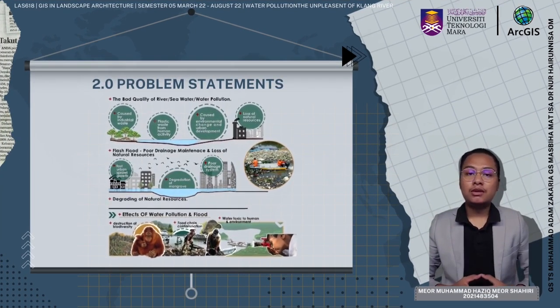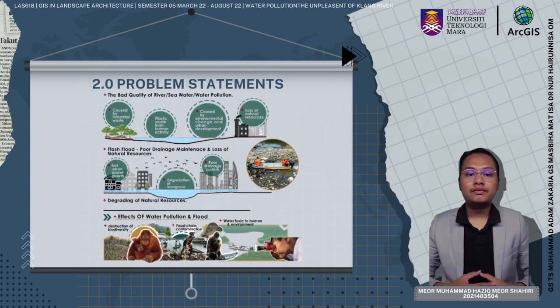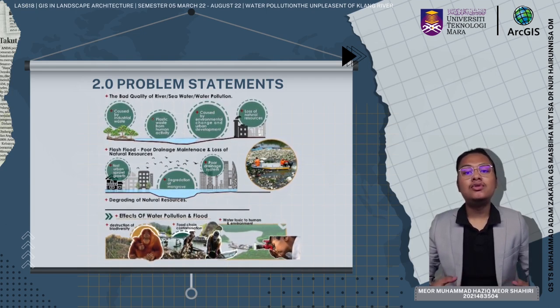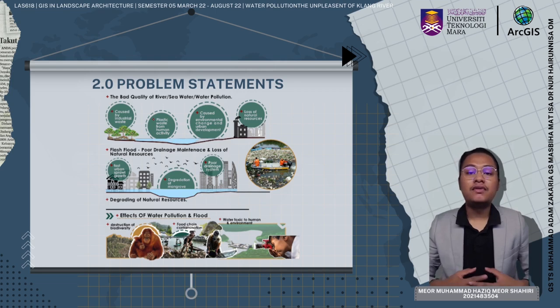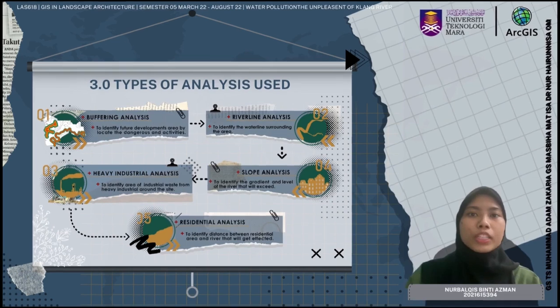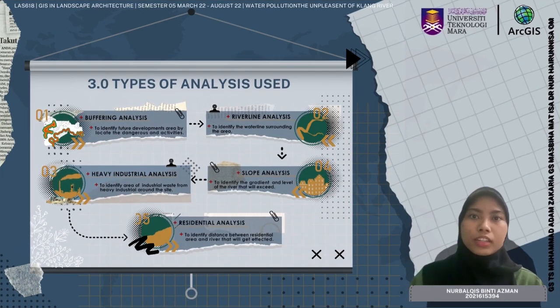Next, we move on to the problem statement. For the first problem, it is bad quality of river due to the water pollution. Next one is the flash flood. It is due to the poor drainage maintenance and loss of natural resources. We apply two analyses, which are buffer analysis and overlay analysis with riverline, slope, heavy industrial and residential as the points of our site to tackle the issues.